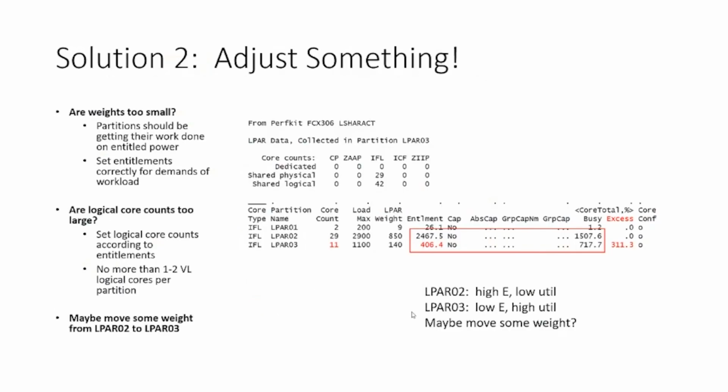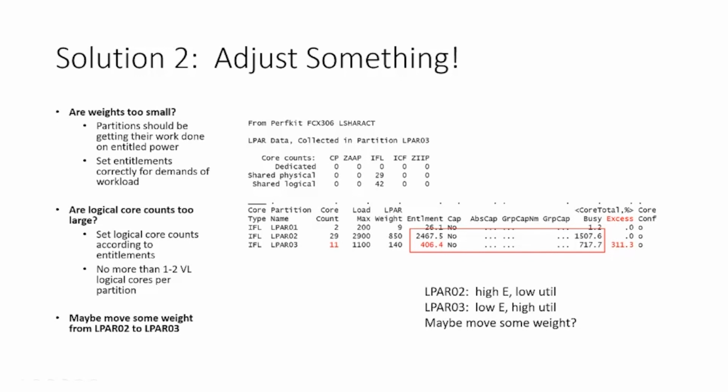So the solution to all of this, of course, is just to adjust something. Are the weights too small? The way you can check that is, are these partitions getting their work done on entitled power, or do they look like that stacked column chart a few charts back, where the partition is chronically getting its work done on unentitled power? If the latter is true, then you need to adjust the weights. You need to set the weights so that the partitions have enough entitlement to get their work done on entitled power most of the time. And if you are not able to make all partitions get their work done on entitled power most of the time, then you probably don't have enough physical core power in the KEC.